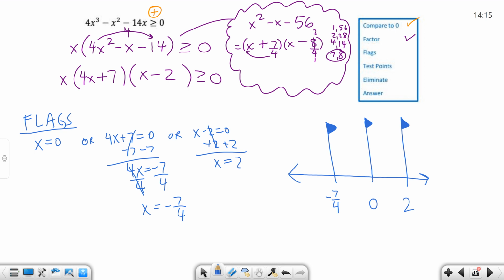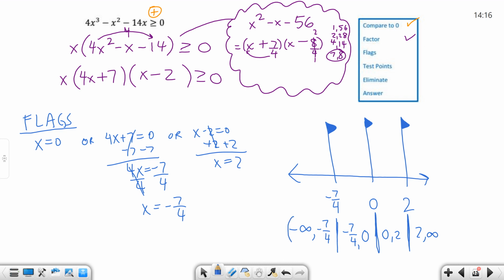So we shade the flags, and then I'm going to come down here and extend the flagpoles deeper in the ground, and I'm going to write my intervals down. Okay, so this is going to be negative infinity, because remember, this arrow represents negative infinity. Negative infinity up to negative 7/4, negative 7/4 to 0. And some of you are good enough, you can sit here and go, okay, I know bracket and parentheses already. 0 to 2, and then 2 up to infinity.